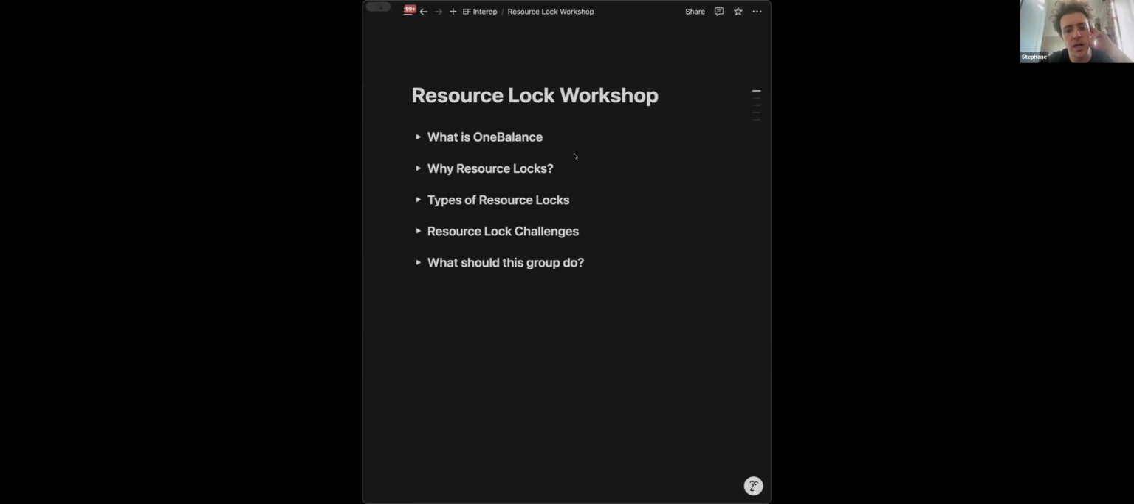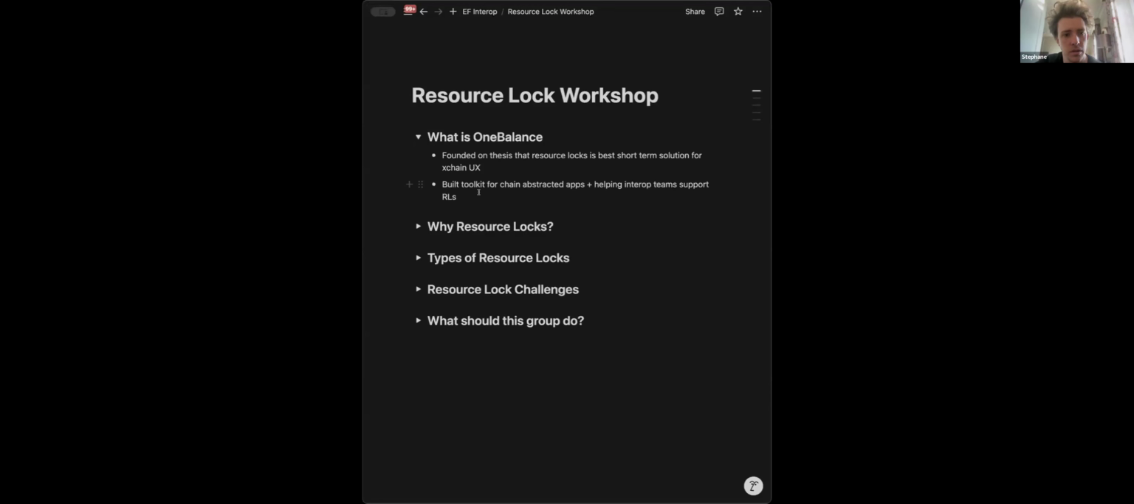I'm founder at One Balance. Previously was co-founder at Flashbots, and have been thinking about the role of MEV in UX for a bit of time, and that led me down the solver-based stuff and ultimately resource locks. So I founded One Balance along with my co-founders based on the thesis that resource locks are the best short-term solution for cross-chain UX.